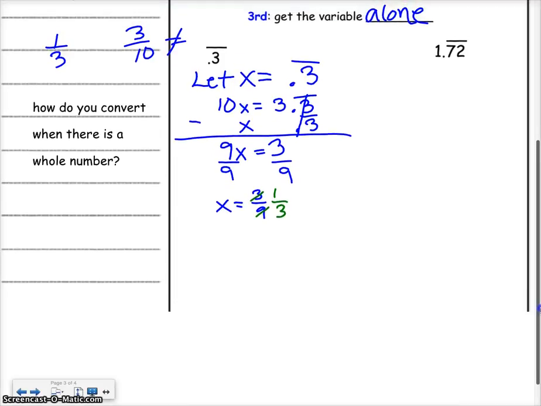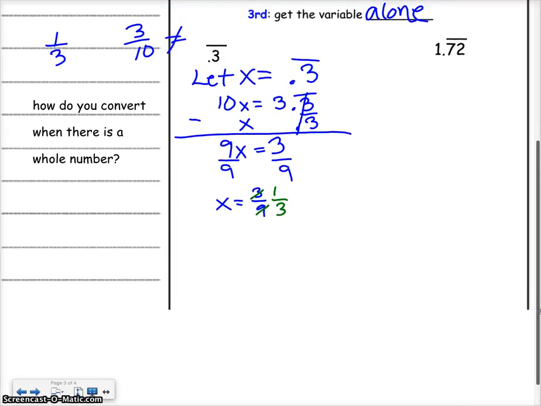Okay, the next one, 1.72 repeating. Now, I'm still following that rule on the first page where I deal with my whole number at the end. So I'm going to say, all right, let x equal my pattern, 0.72 repeating. How many numbers are in my pattern? 2. Okay, now watch what I do. Then 100x is equal to 72.72 repeating. Notice my zeros are the same as the numbers in the pattern.